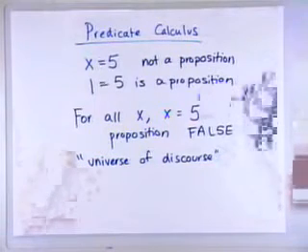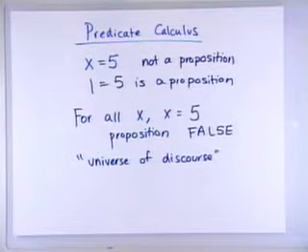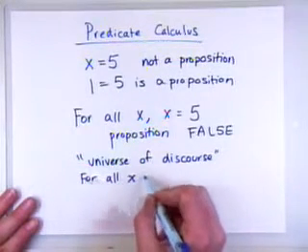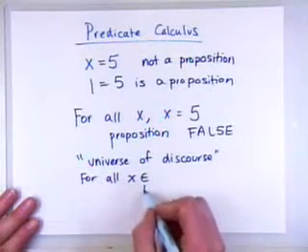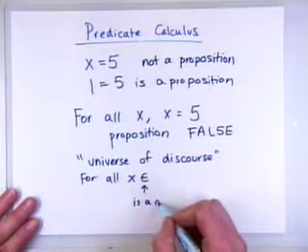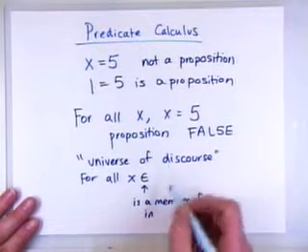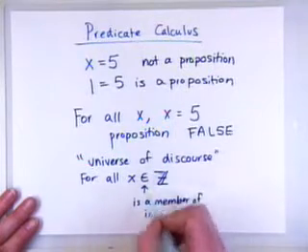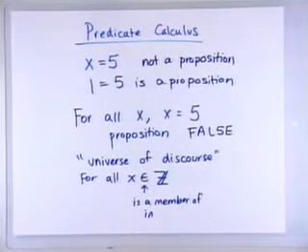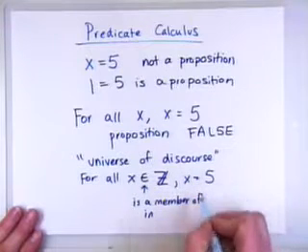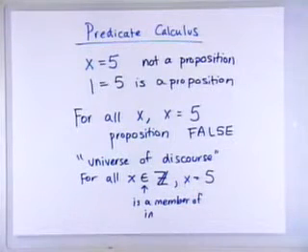And so in this case, perhaps I might say that x is the integers. So if I were a mathematician, I would really write for all x, and this symbol means is a member of, or simply in, Z, and Z represents integers. For all x in Z, x equals 5. That's my predicate, and it is false.